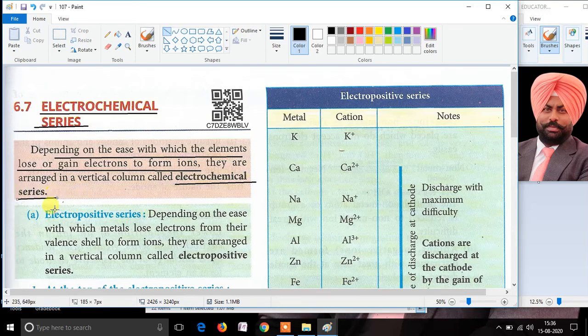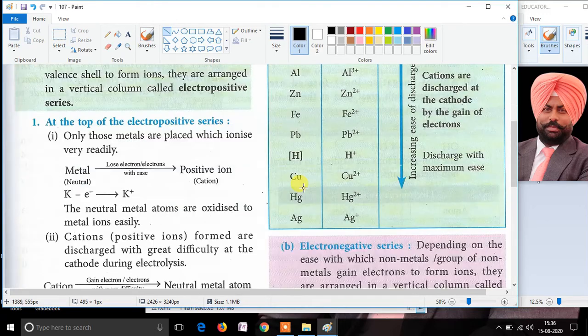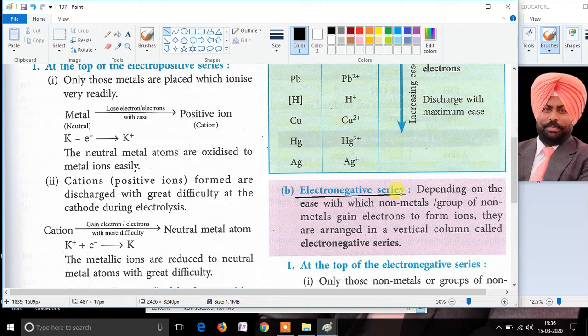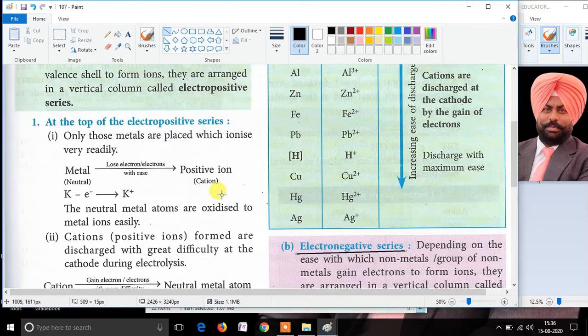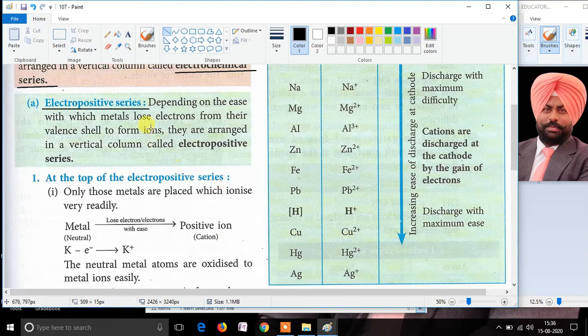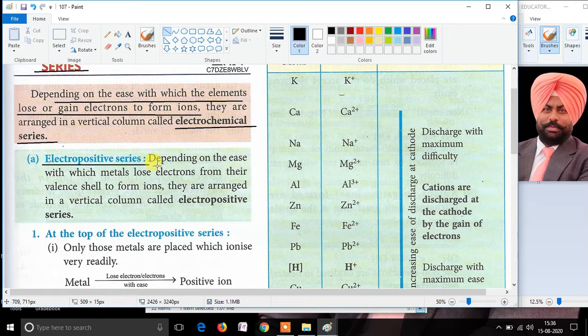Electrochemical series is of two types. The first one is electropositive series, and the second one is electronegative series. Let's start with the first series, that is electropositive series. Electropositive series is a series in which the different metals are arranged in such a way that the more reactive element is placed on the top and the less reactive element is placed below the reactive element. And this series is called electropositive series.